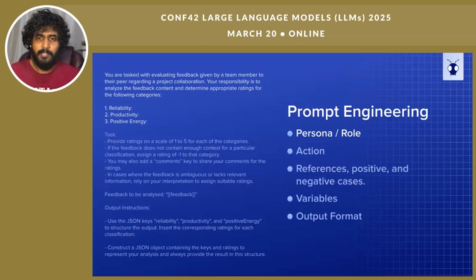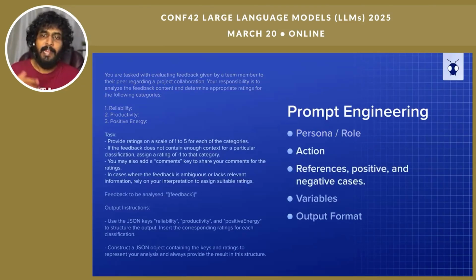These are the basic rules that we follow for prompt engineering. First thing you got to do is set a persona or a role for your AI. In our case, the role of the AI is to be an evaluator, which basically takes the input or the feedback that the user has provided and takes the elements out of it, compares reliability, productivity, and positive energy and rates them between 1 to 5.